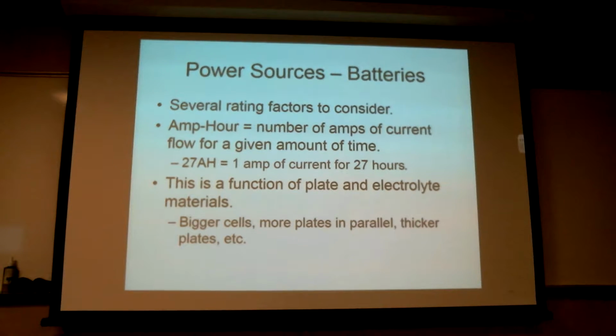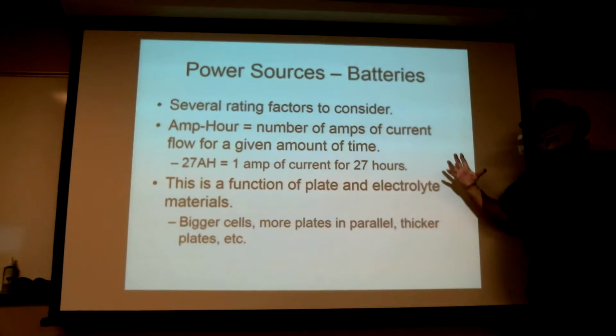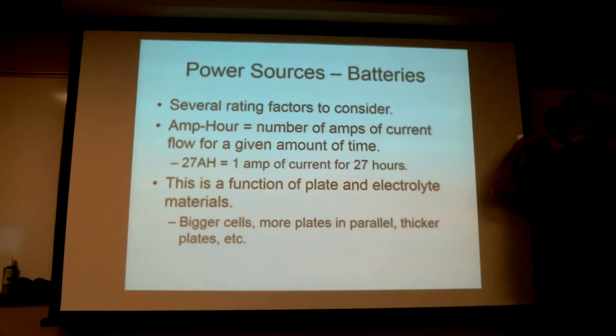Okay? So if I make more and more bigger parking lot plates, then the number of electrons or amps that it can produce per hour, we're going to call that amp hours. So that could be 1 amp of current for 27 hours or 27 amps of current for 1 hour, however you throw that out there. That's going to be almost exclusively a function of the surface area of the plates. More bigger cells, more number of plates all connected.